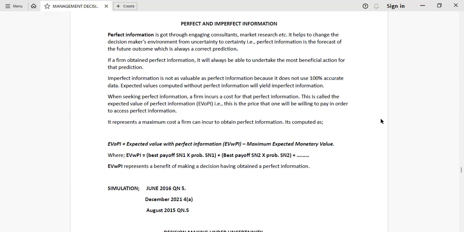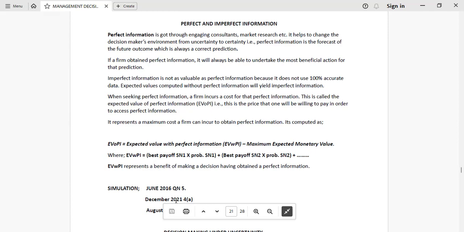Today we are going to resume our series on management decision and control. And what we are going to look at now is what we call perfect and imperfect information. This is one of the things that we had to look at when we are trying to finalize the risk and uncertainty in decision making.